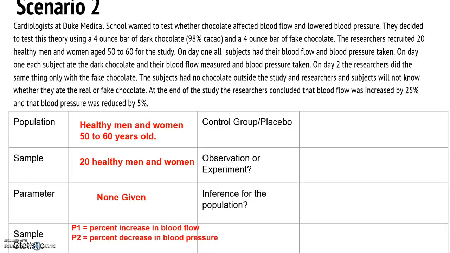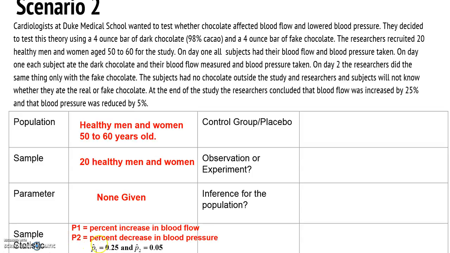So what were our sample statistics? Now I have defined two sample statistics. Why did I make this P1? Because I have one proportion that I'm looking at, and then I have a second proportion that I'm looking at. So since I have two different proportions, I'm going to define the first one to be P1. Notice how it says percent increase in blood flow, and P2 is the percent decrease in blood pressure.